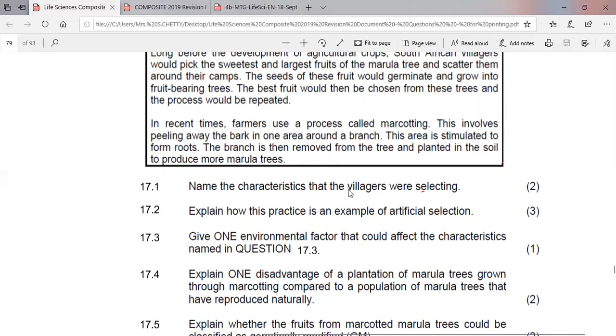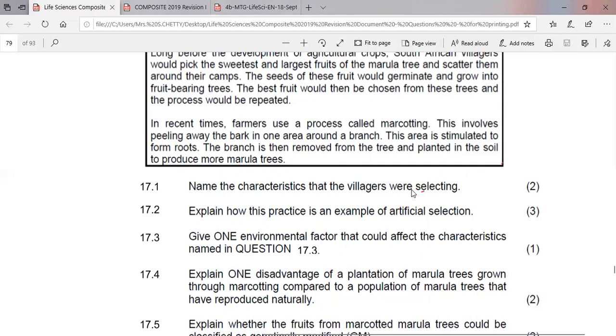In recent times, the farmers used a process called marcotting. This involves peeling away the bark in one area around a branch. This area is stimulated to form roots. The branch is then removed from the tree and planted in soil to produce more Marula trees, so they don't have to grow from the seeds. It'll grow much faster, isn't it so?